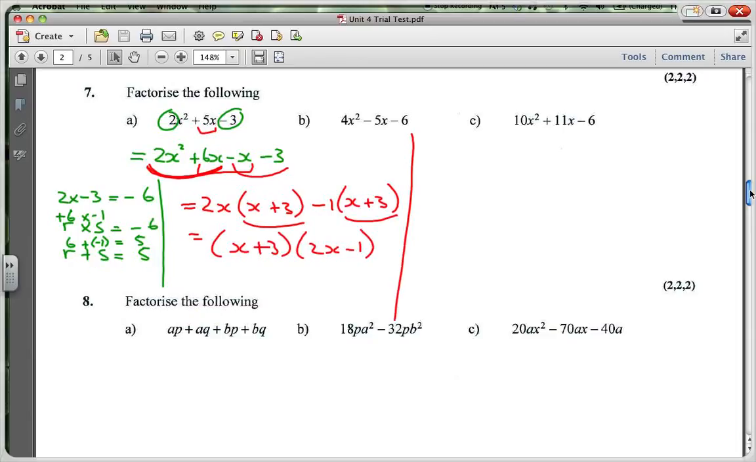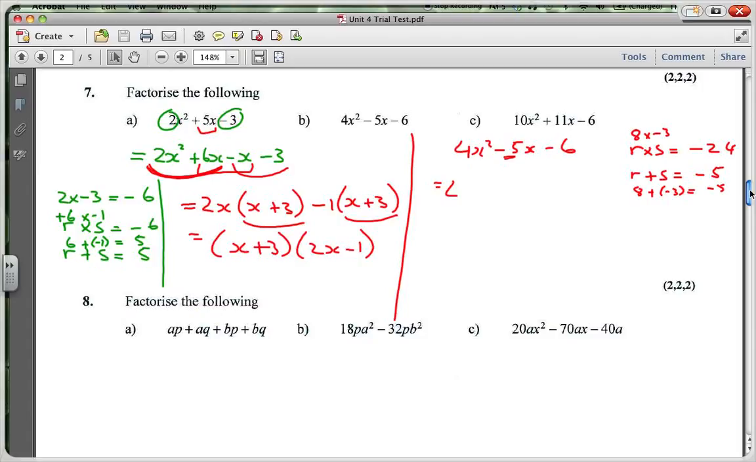I'll do this one over here. 4x squared minus 5x minus 6. So I multiply the 4 times the negative 6, I get negative 24. I look for two numbers that multiply together to equal negative 24 and two numbers that add together to equal negative 5. What would that be? Well, that's going to probably be 8 times negative 3. And 8 plus negative 3 is equal to negative 5. And 8 times negative 3 is equal to negative 24.